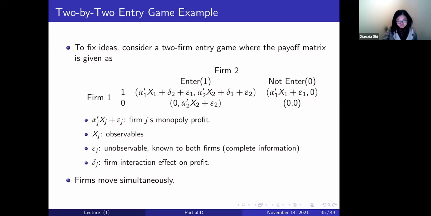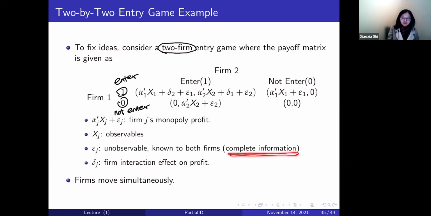So just to be more specific, we can consider a simple example with two firms and two actions, enter and not enter, right? So this is enter, and this is stay out, not enter, a market. So there are two firms who are choosing whether to enter or not. And in this game, let's assume complete information, meaning that every firm knows their own and their opponent's payoffs completely. These are the payoffs, and they play a simultaneous move Nash equilibrium.